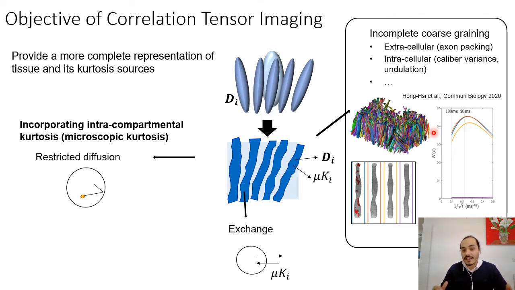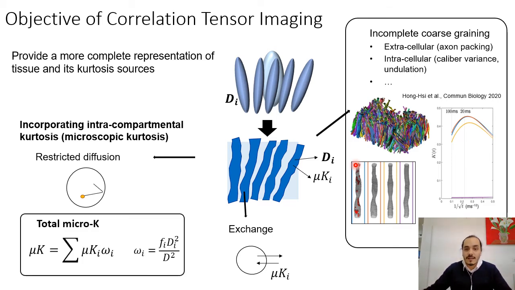Another effect is exchange. If we have exchange between two compartments, even if the diffusivities are similar, this can give rise to a non-Gaussian component that will reflect a microscopic kurtosis term. Of course, in real tissues, all these effects can be happening simultaneously. So what we measure in the end is a total effect of this microscopic kurtosis, which is basically a weighted average of all the individual microscopic kurtosis terms.